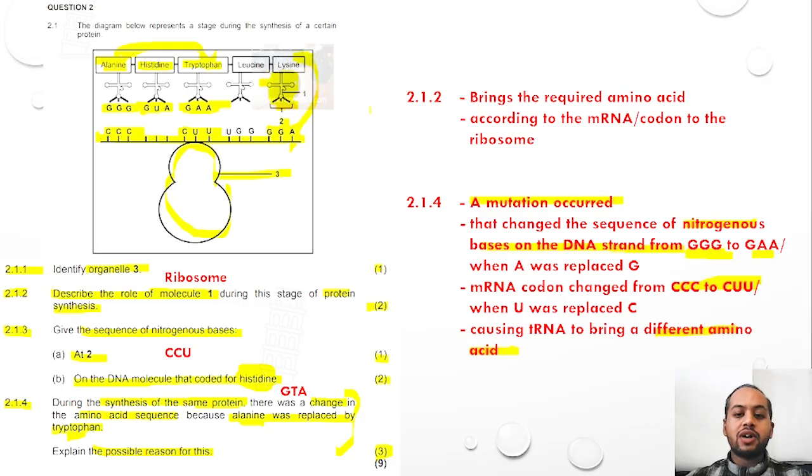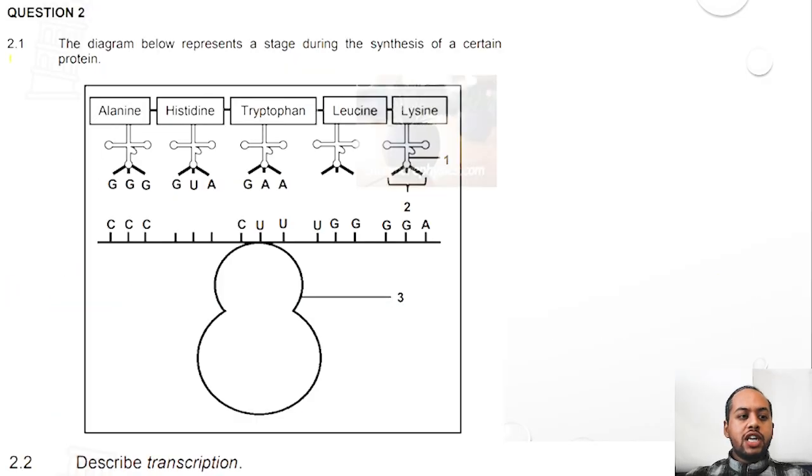3 marks for 2.1.4. The next question, also forming part of 2.1, says 2.2, they are saying describe the process of transcription for 6 marks. Very important. This is something that will possibly be asked of you. Please make sure you answer it exactly as it is stated in your exam guidelines.